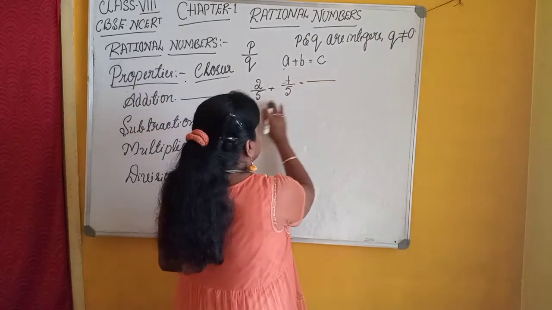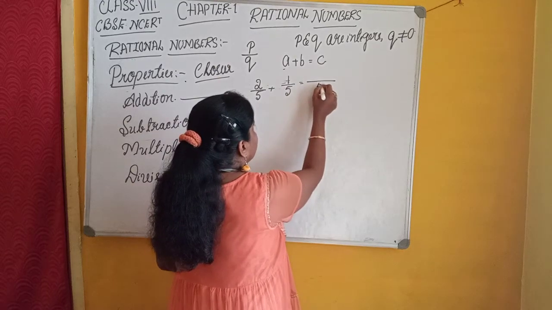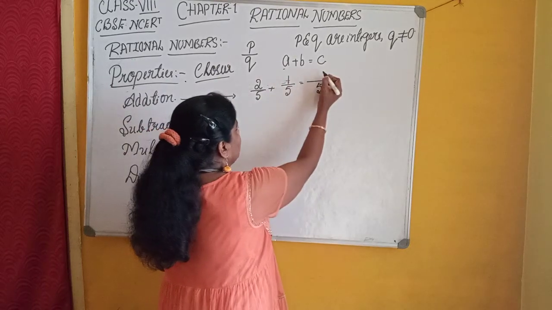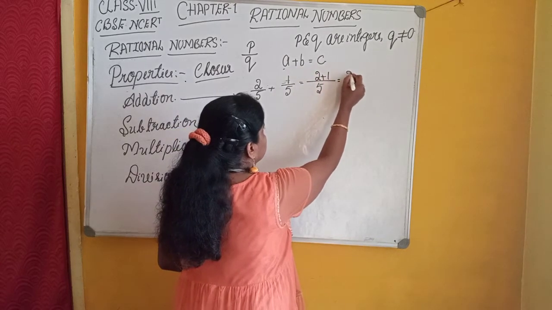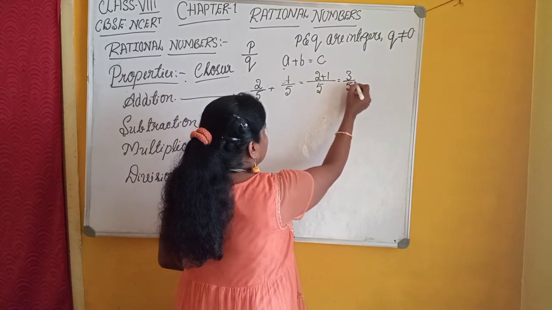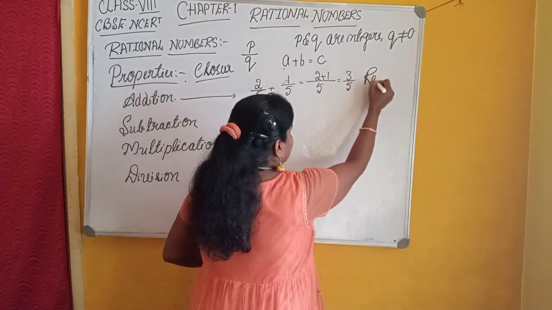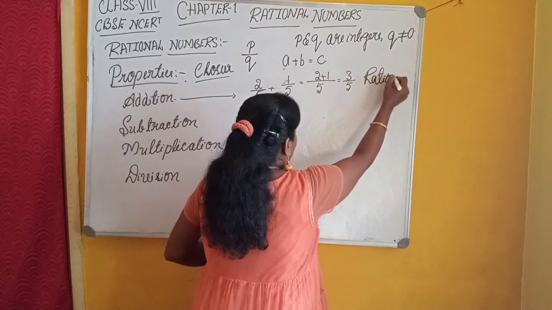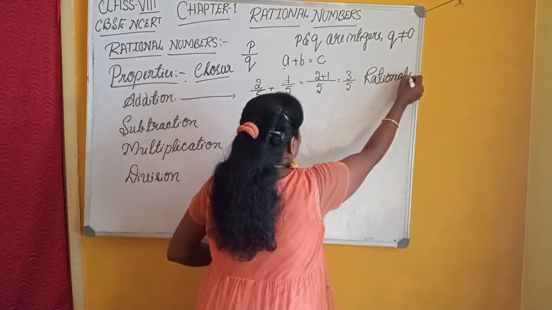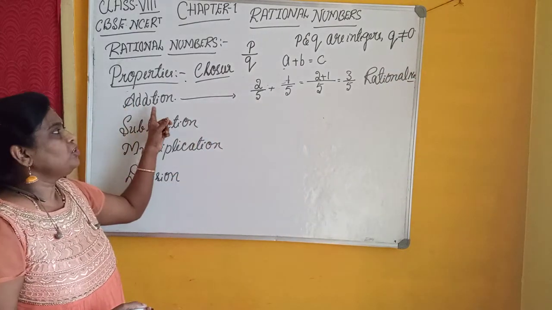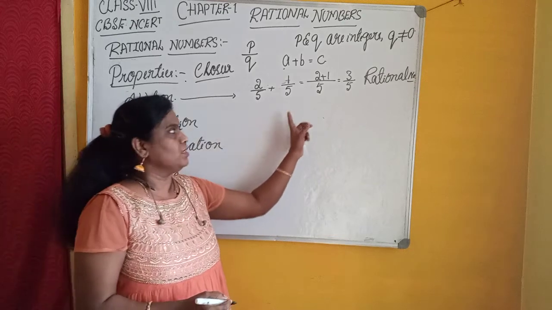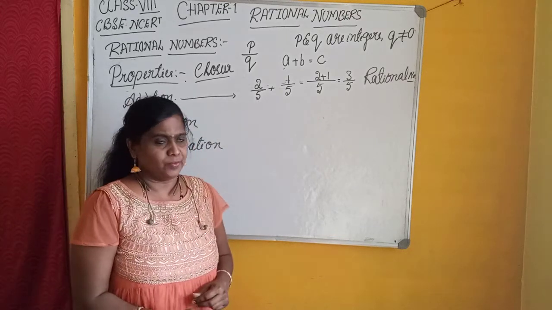Let's check. This denominator is 5. We are adding the numerators, that is 2 plus 1, that is equal to 3 by 5. Yes, this is also a rational number. Therefore, we checked that the addition of two rational numbers is also a rational number.